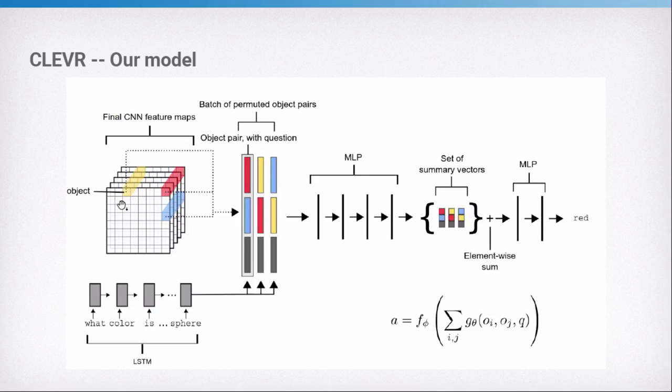So we take all possible object pairs from using these pixel vectors, construct our object pairs, take an embedding from an LSTM that processes the question, append that to each object pair, and then push each object pair through a small MLP, 4 layers, to get our summary vectors, which we sum, and then another final MLP to get our answer at the end.